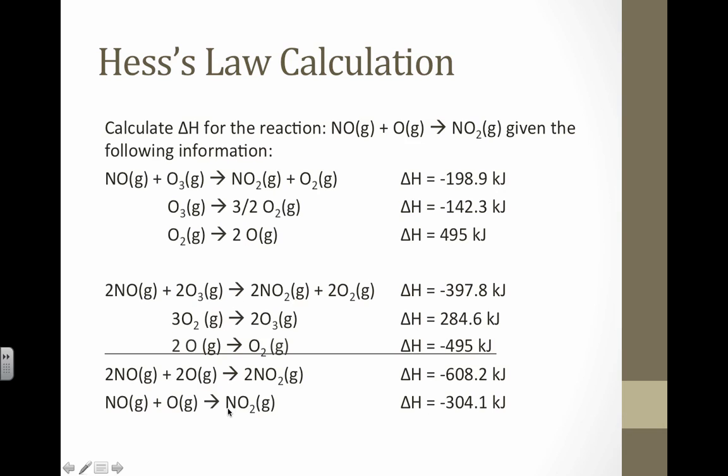When we add these things up, you'll notice that the O3s get eliminated as well as the O2s, leaving us with our overall reaction. However, everything's double of what it should be. So we have to reduce this into lowest terms, so we divide everything by 2. And remember, when we do that, we also have to divide the enthalpy by 2. So the bottom answer is our final answer.